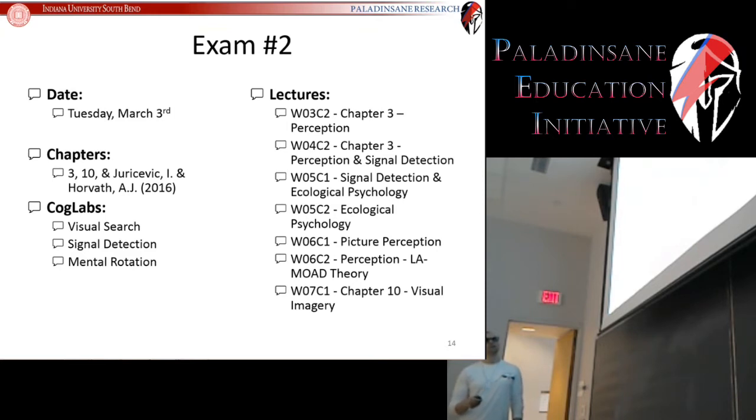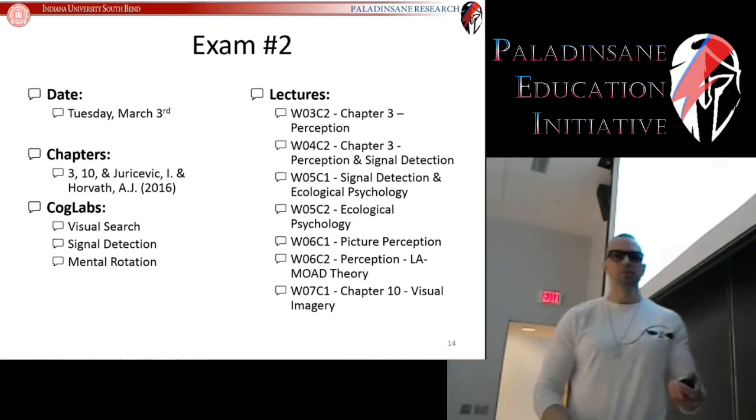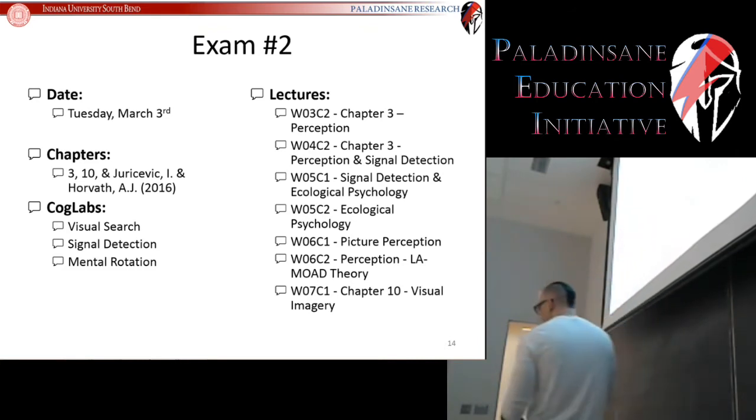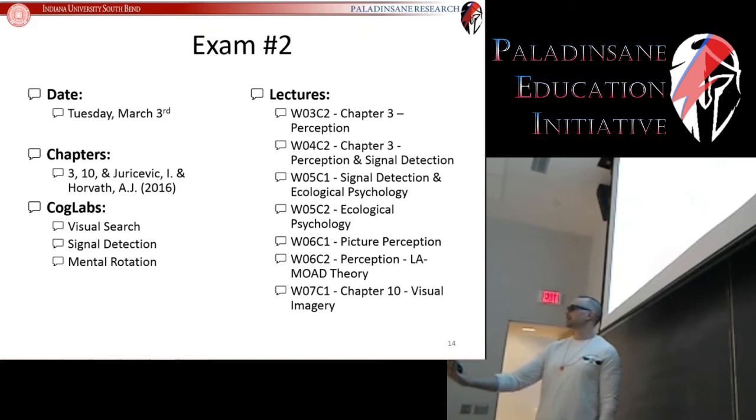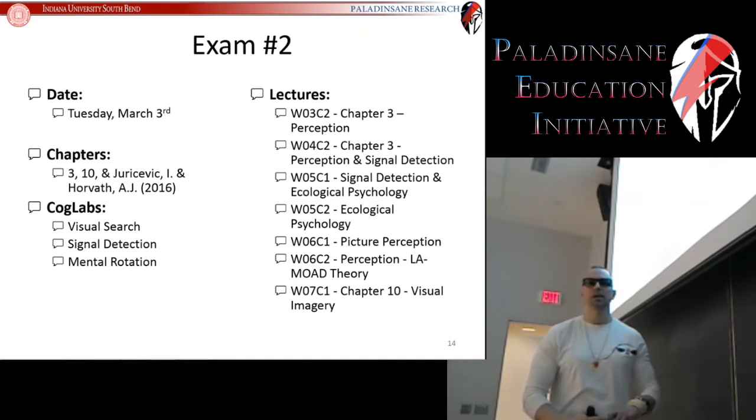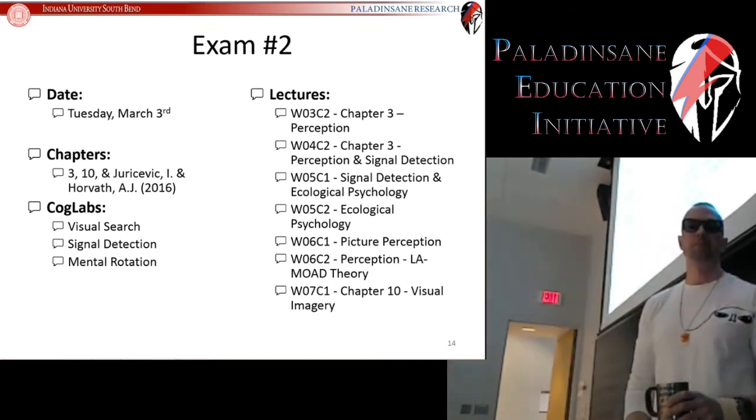So chapter 3, signal detection, ecological psychology, picture perception, the Lamont theory, and then today's look at visual imagery will all be on exam number 2. We are going to start up on memory next class. That's going to be on exam number 3, and that's just designed so that we're going to finish this class and you'll have a week to review it if needed for exam number 2.